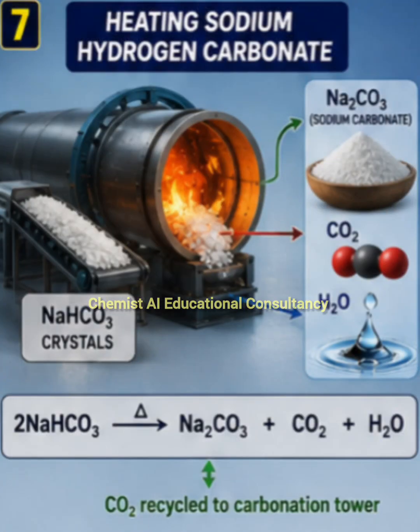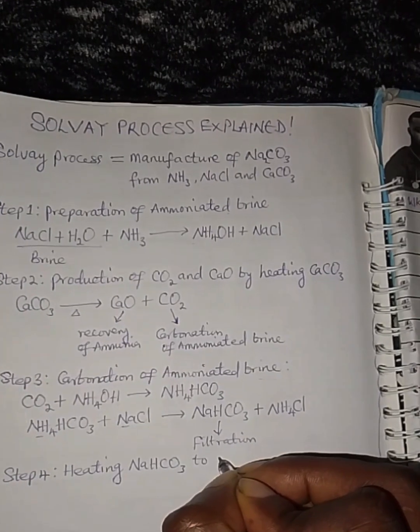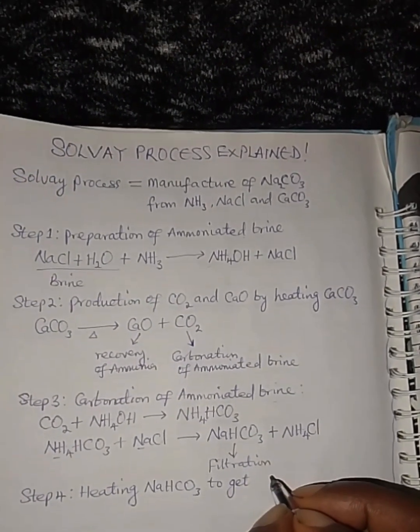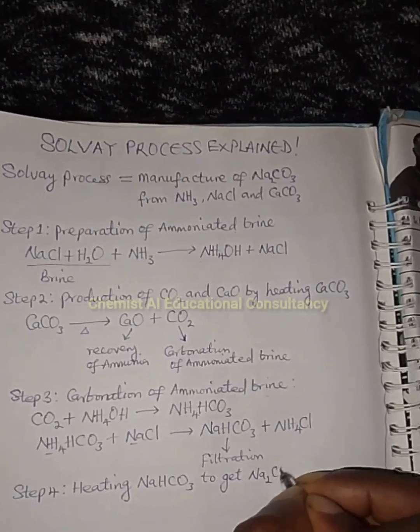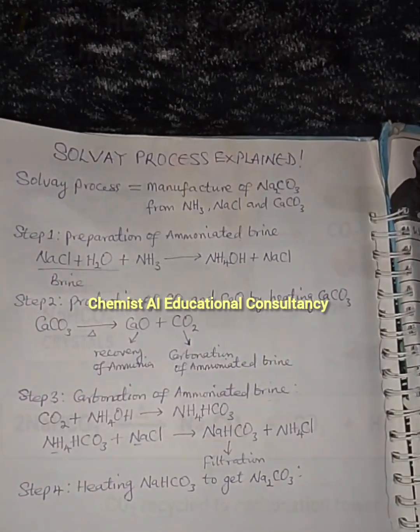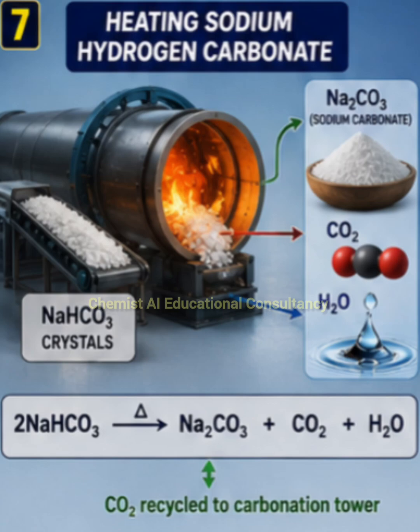Remember, hydrogen trioxocarbonate 4 is just water and carbon 4 oxide. So when we heat sodium hydrogen trioxocarbonate 4, we get rid of water and carbon 4 oxide to now acquire our final product, sodium trioxocarbonate 4. So sodium hydrogen trioxocarbonate 4 plus heat will give us sodium trioxocarbonate 4. Then water and carbon dioxide will be eradicated from the system.